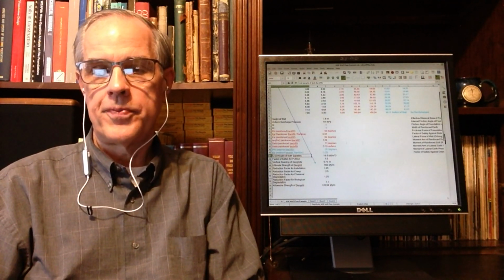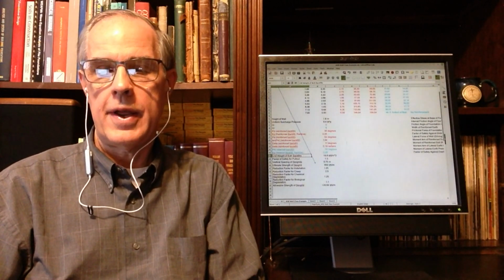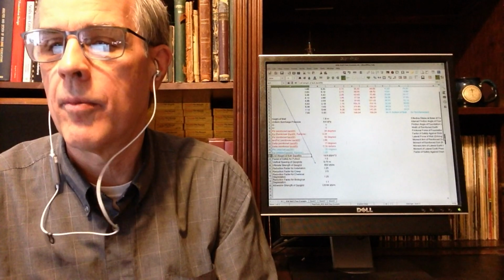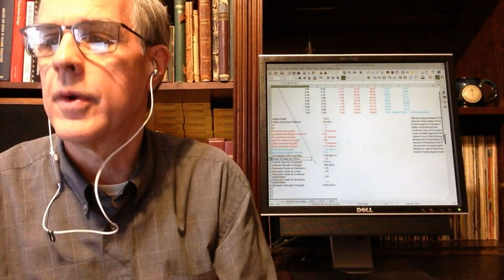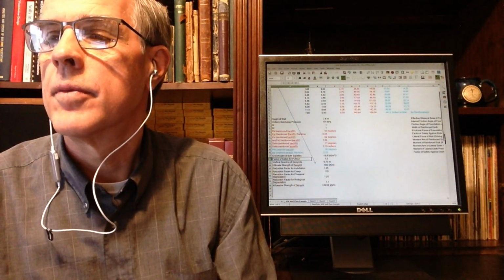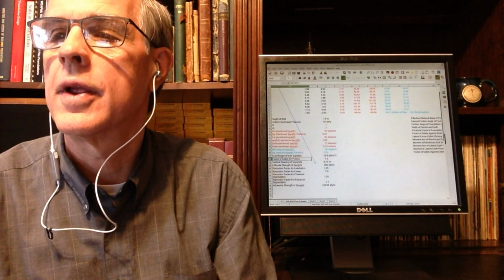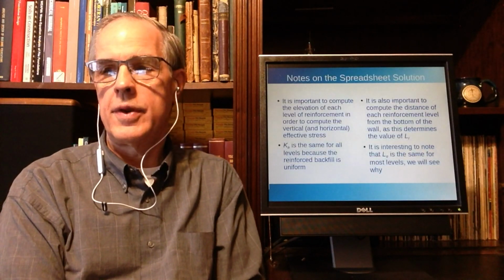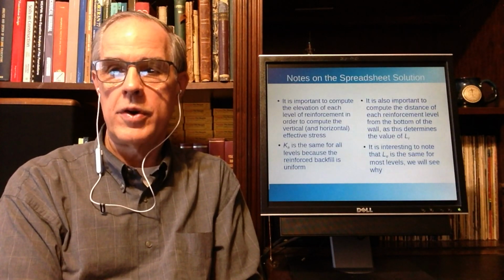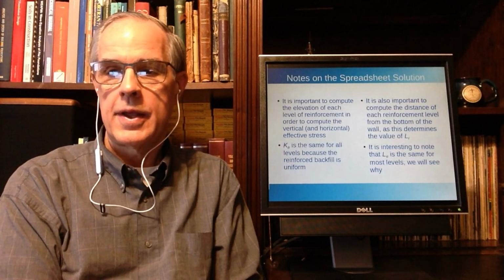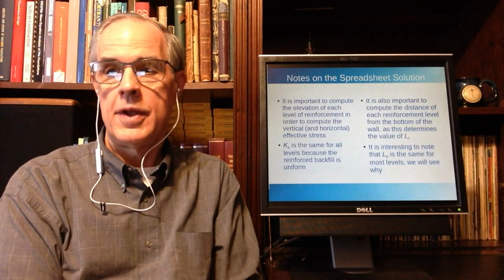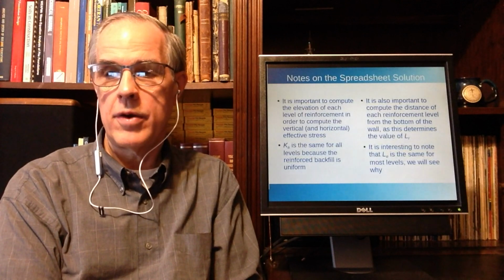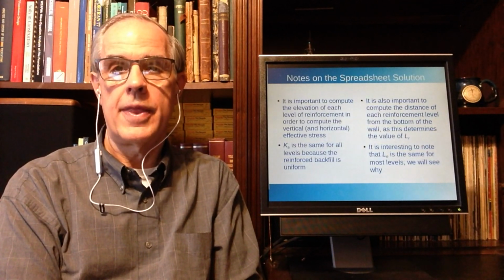I'm now going to make a few notes on the spreadsheet solution, and then we're going to get into the simplified one. It's important to compute the elevation of each one, as I've said. Ka is the same for all levels because the reinforced backfill is uniform, which it should be. It's also important to compute the LR, and LE is the same. We will see why.